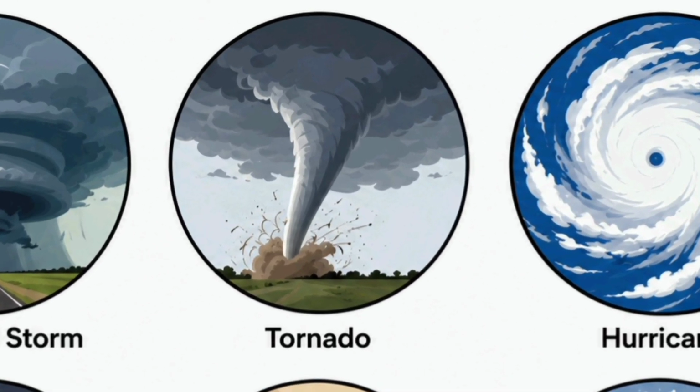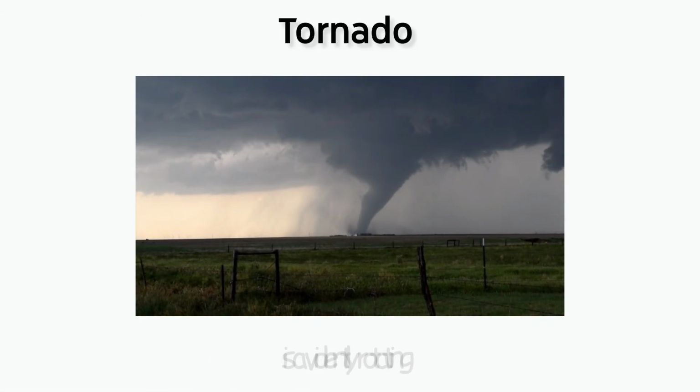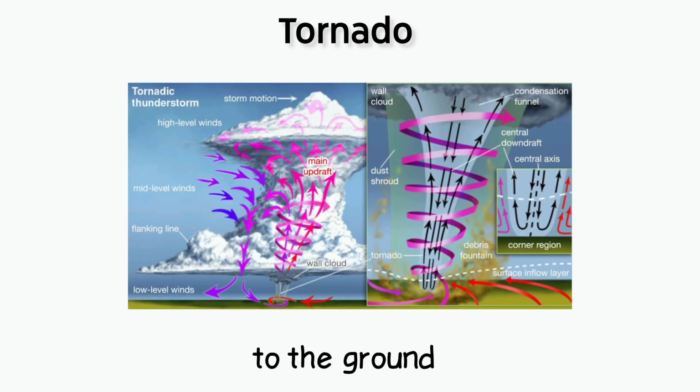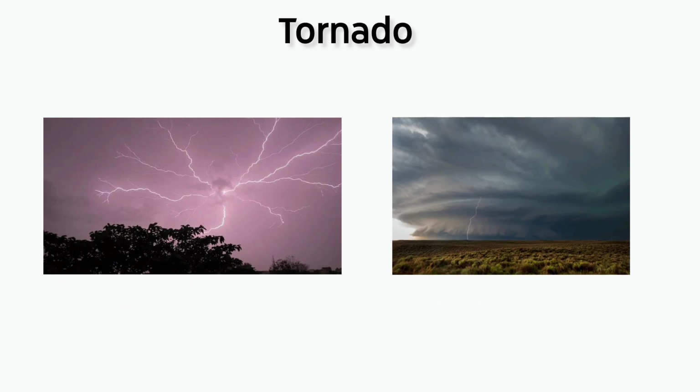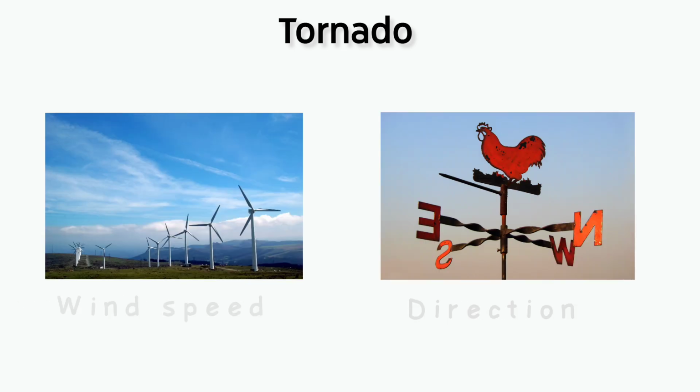Tornado. A tornado is a violently rotating column of air that extends from a thunderstorm to the ground. It usually develops from severe thunderstorms, especially supercells, when changing wind speed and direction cause the air to spin.